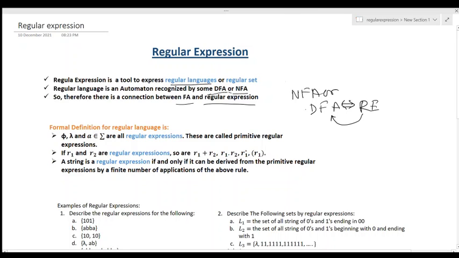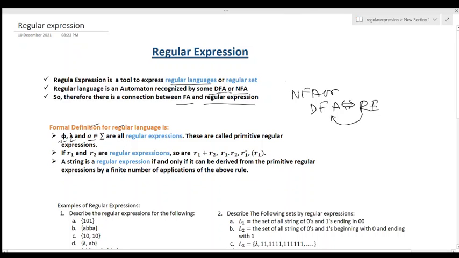So next, let's talk about the formal definition. What is a regular expression? Any null or lambda, the empty string or null string, or any single letter which is part of the input symbol alphabet set, is trivially known as a regular expression. This is called the primitive regular expression.